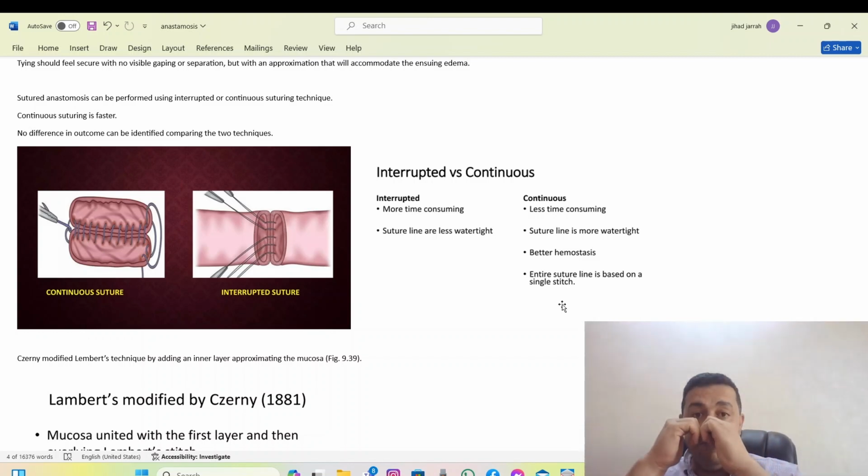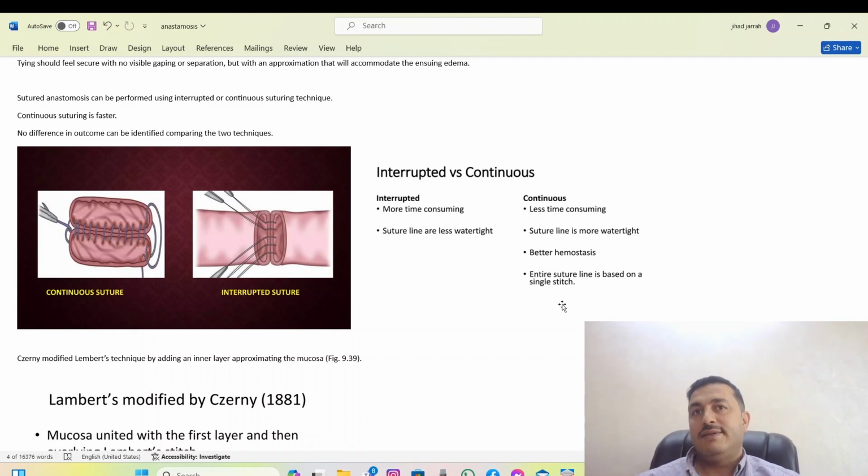It's recommended to invert, if we are talking about inversion and eversion. No difference regarding interrupted or continuous, but many literatures prefer interrupted. If we are talking about single layer compared to two layer, single layer is recommended. What else? Bite thickness 3 to 5 millimeters, apart 3 to 5 millimeters, round needle. These are the information.